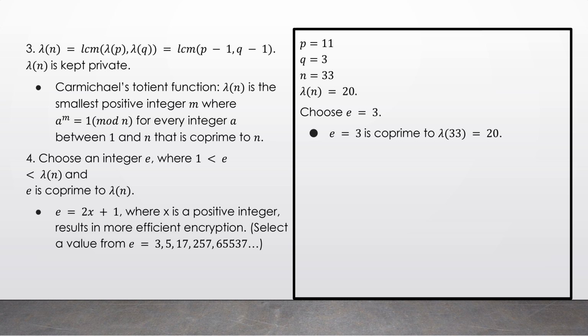Choose an integer e, which is greater than 1 but less than lambda of n, and is also coprime to lambda of n. In an RSA scheme, it's more efficient to choose a value where e equals 2^x + 1. So select a value from the list of prime numbers 3, 5, 17, 257, or 65537. In our example, we'll set e as 3, which is coprime to lambda of 33.